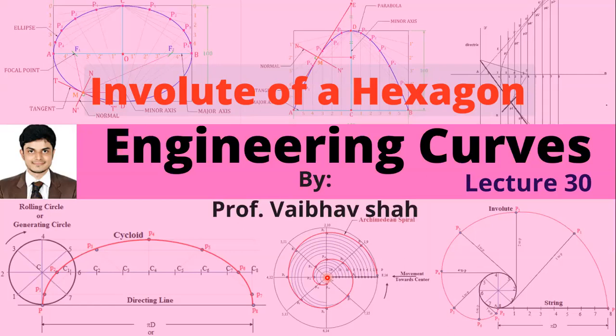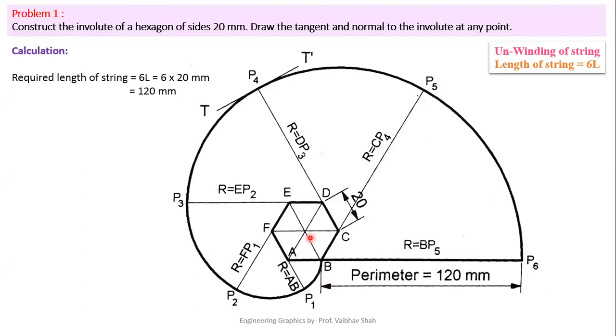Now, let us begin with one of the problems. Problem 1. Construct the involute of a hexagon of sides 20 mm. Draw the tangent and normal to the involute at any point. So here, obviously, we have to construct the involute of a hexagon, and the hexagon has a 20 mm side, and later on, we will be drawing the tangent and normal to that involute at any point. So you can select any random point on the curve and draw the tangent and normal at that point.